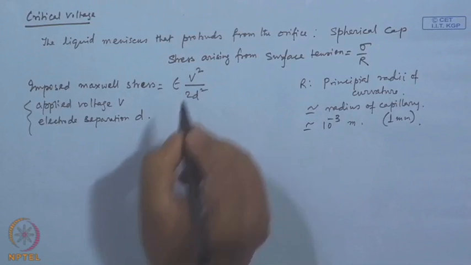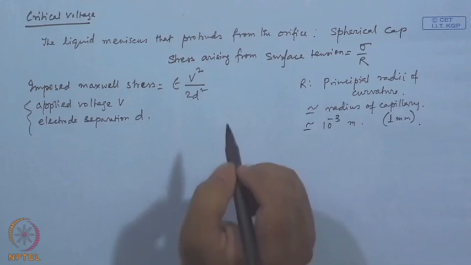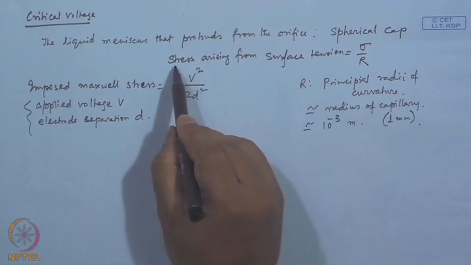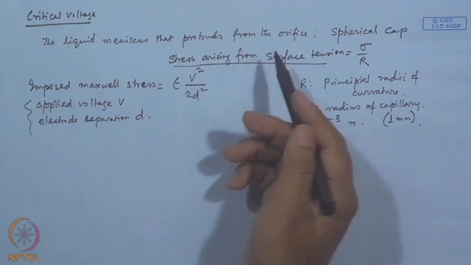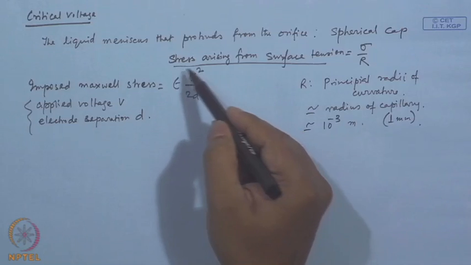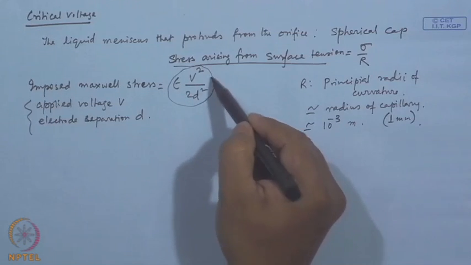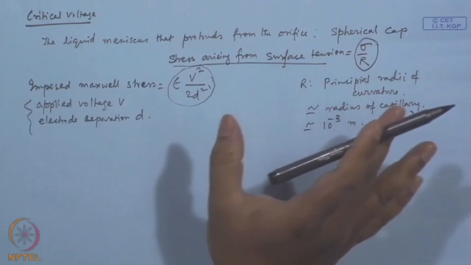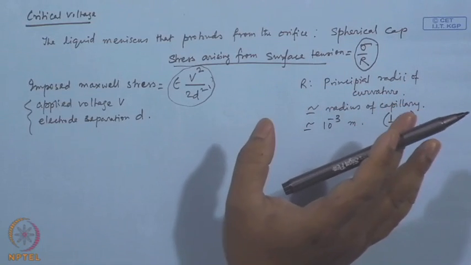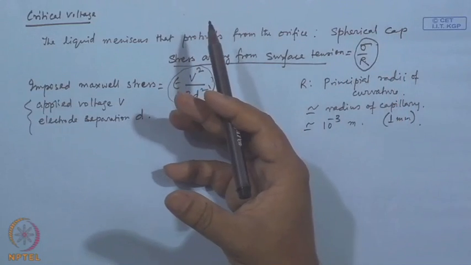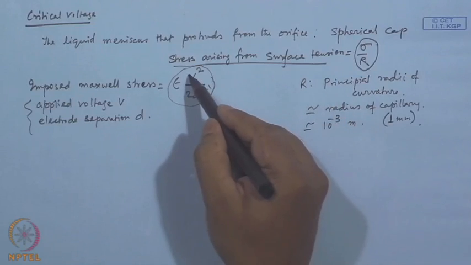Okay. So, if the stress arising from surface tension is greater than the Maxwell stress, then that droplet will not come out. So, this Maxwell stress has to be greater than this sigma by r, then only the drop. I mean, we are talking about order of magnitude. This has to be greater than this, then only you can expect the droplet to come out. So, if that is so, then you can come up with the critical voltage, the minimum voltage that you should have.